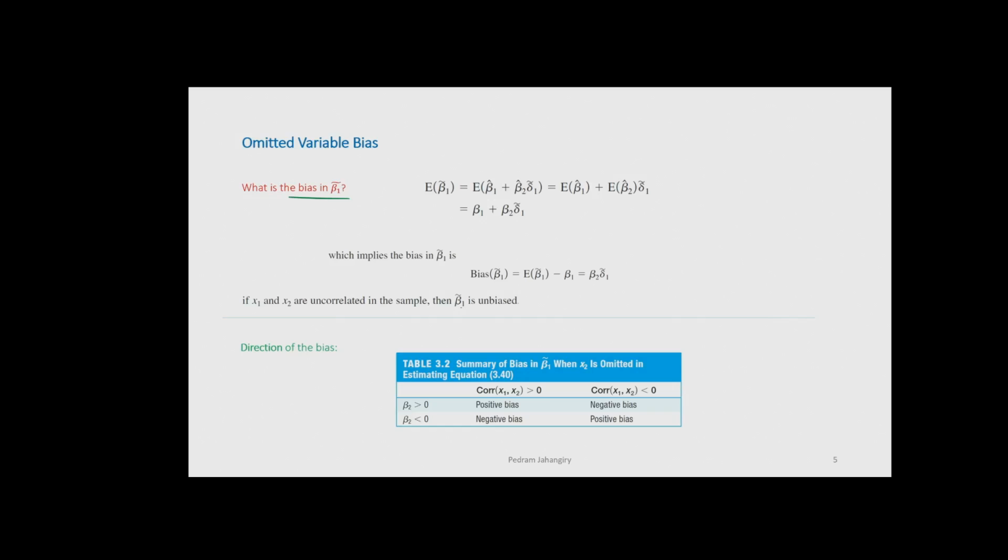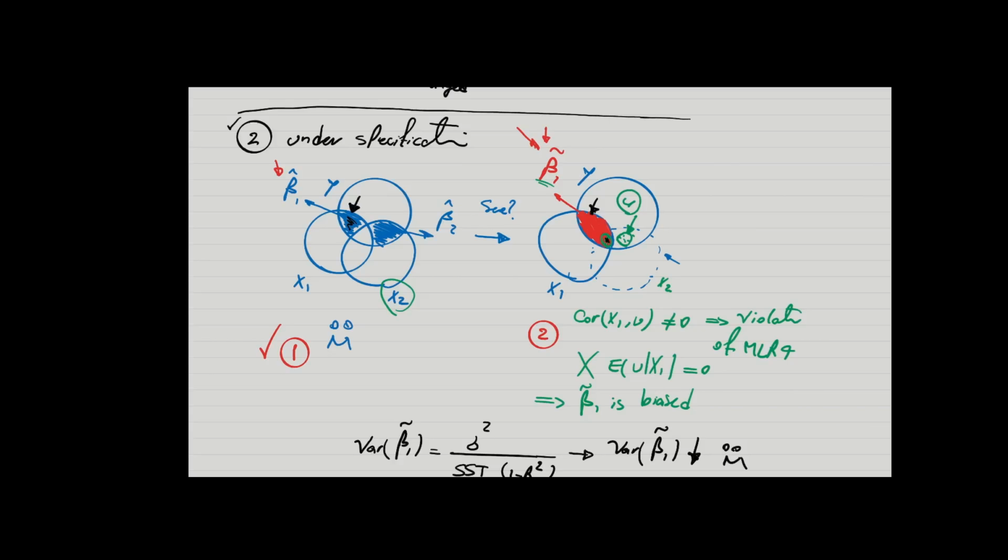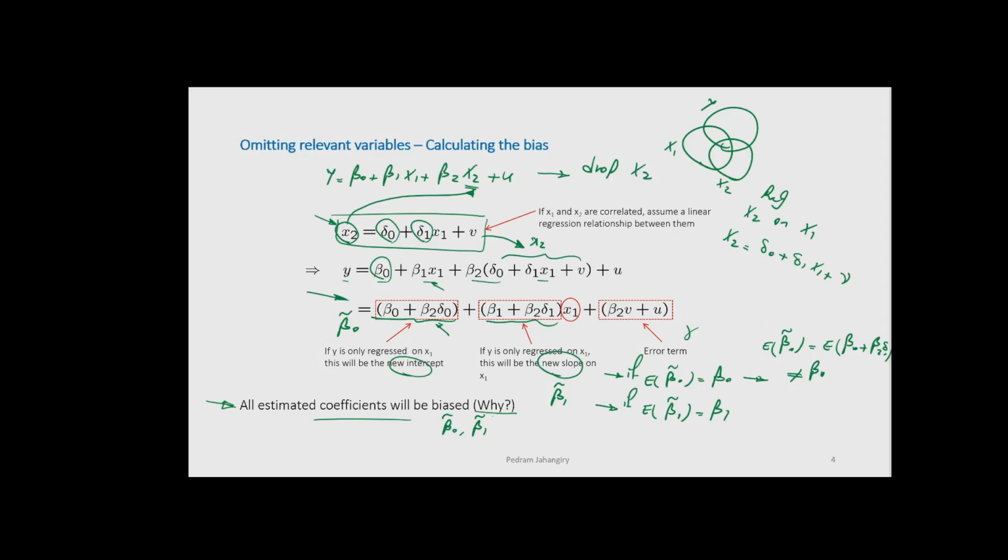Going back to the slide, let's quantify this bias. Let's see if on average we are hitting the target, that is, if beta tilde 1 on average is equal to beta 1. If that's the case, we call it unbiased. Otherwise, we call it biased. We know that it's going to be biased, right? So, the expected value of beta tilde 1. What was beta tilde 1? Going back to the previous slide, this is my new beta tilde 1, so beta 1 plus beta 2 delta 1.